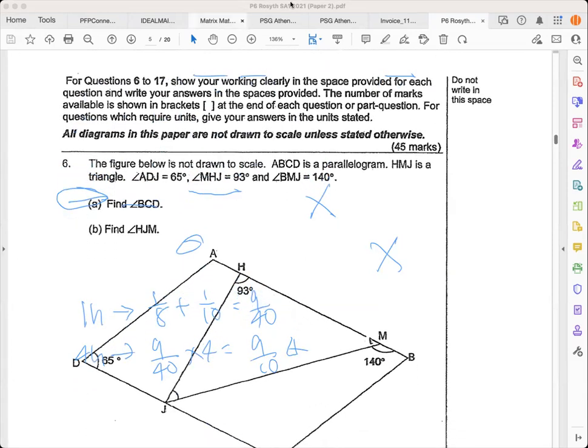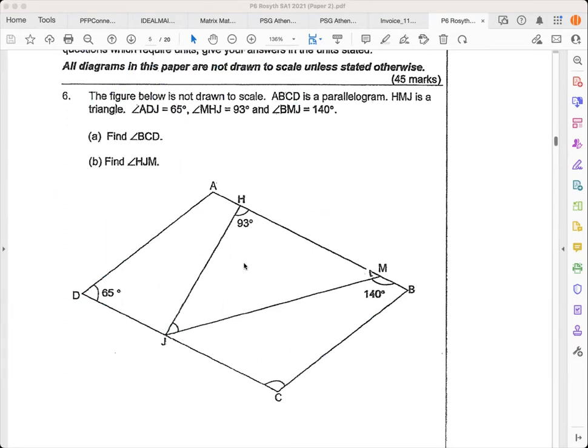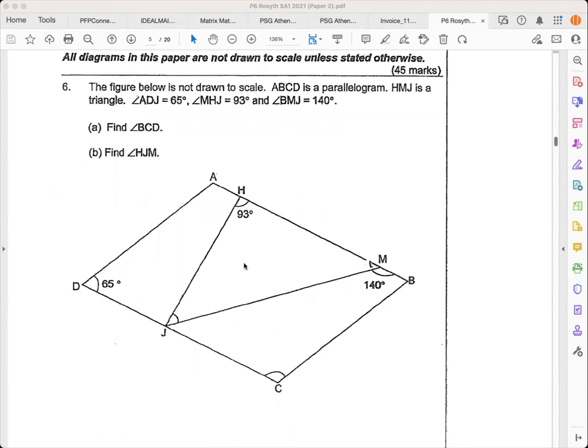So let's continue with question number 6. All right? So the figure below is not drawn to scale. ABCD is a parallelogram. So parallelogram, let's mark it parallelogram. This is parallel. HMJ is a triangle. ADJ is 65 degrees. This is ADJ. MHJ is 93 degrees. And BMJ 140 degrees.